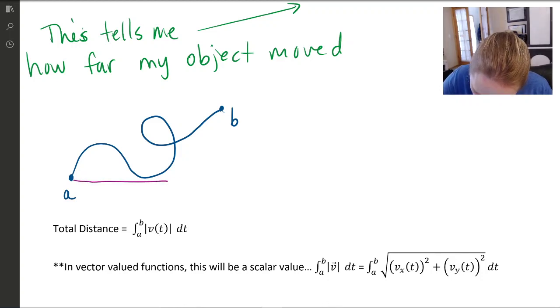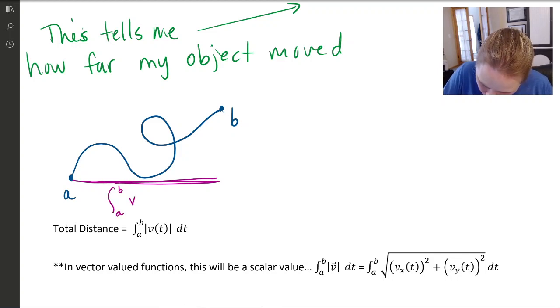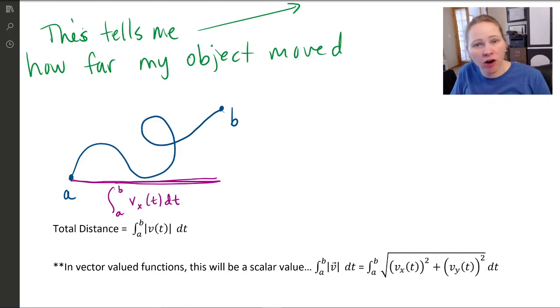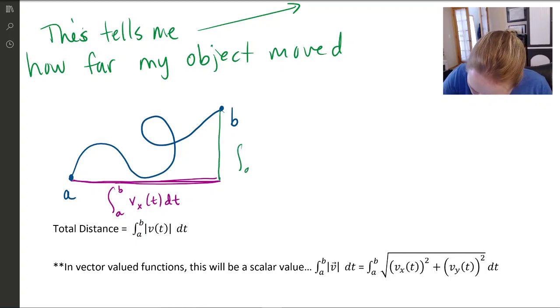To find the displacement, remember that this would be the integral from a to b of v of x of t dt. So it's telling you how far to the left did you move from point A to your final point B. And then this is your integral from a to b of your y vector.